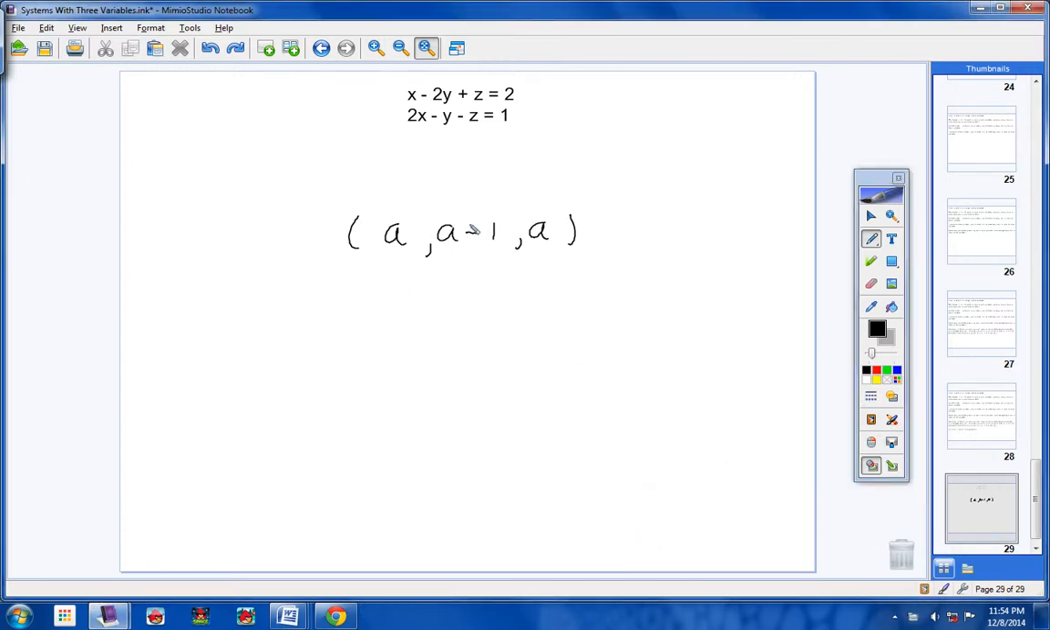Let me quickly show you what I mean. Let's just pretend that a was 5. We can pick any number we want. We're going to say that a is 5. So 5 minus 1 is 4. And put a 5 here for a. So Mr. Hart, you're telling me this ordered triple right here satisfies both equations. Sure, check it and see. Put a 5 here for x, 5. Put a 4 here for y. Negative 2 times 4 is negative 8. Plus 5.